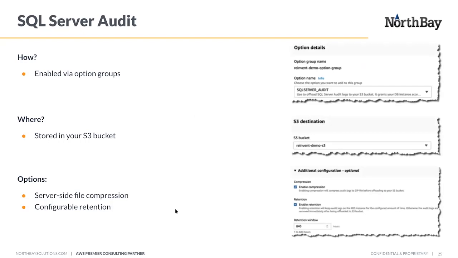So there are different options. I won't go into detail for SQL Server Audit, but how it is done, it's enabled by an options group. Once you have a good handle on SQL Server on AWS using RDS, you can see these options and what you can do with them. Stored in your S3 bucket, you can specify the bucket name, options, server-side file compression if you want to compress your file, and configurable retention, how long you want to keep the audit files for. Some company may have 180 days, it may be 365 days, whatever, but it is all configurable for you, right? So that's what you can do with SQL Server Audit.